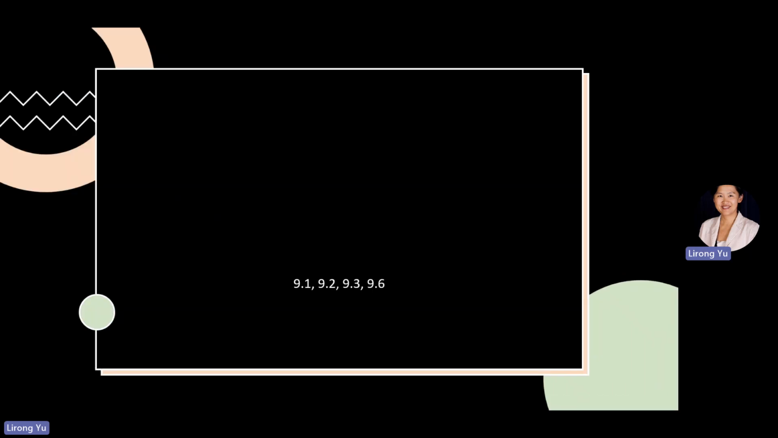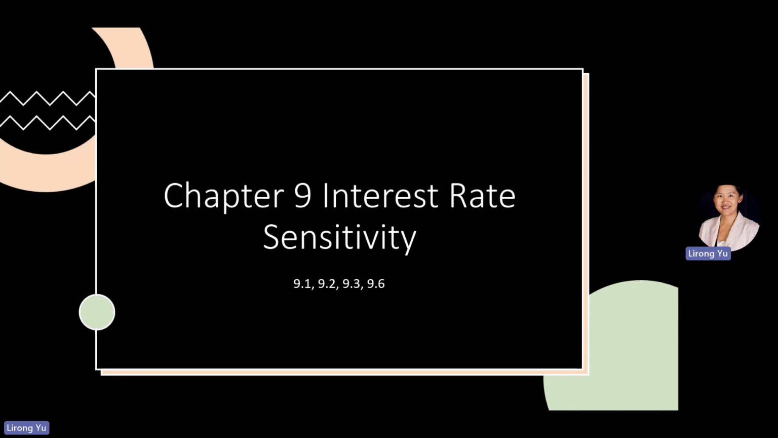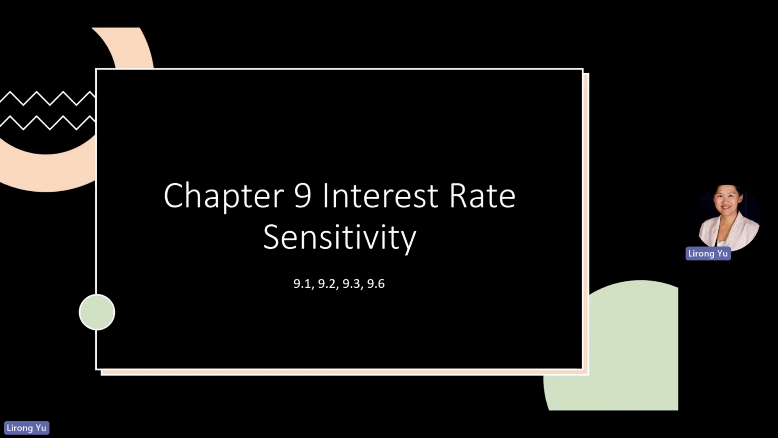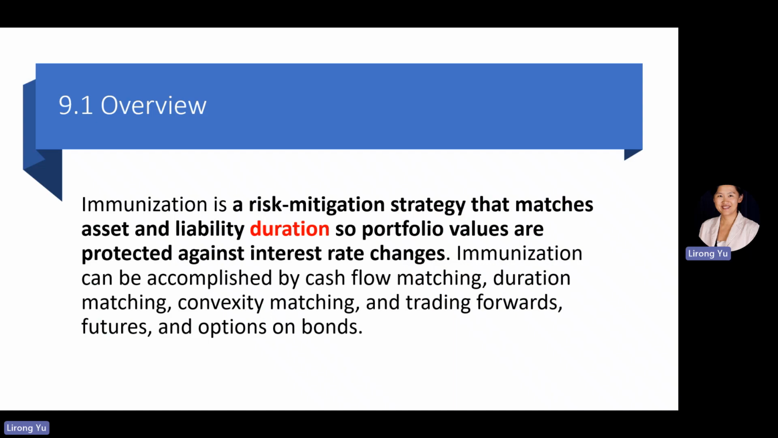We don't have enough time to go over every single topic in chapter 9, so we're going to focus on 9.1, 9.2, 9.3, and 9.6. All right, let's start with the overview. In chapter 9, we're going to focus on interest rate sensitivity, and the main reason is to talk about immunization.